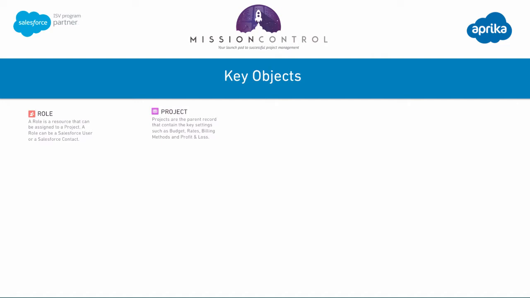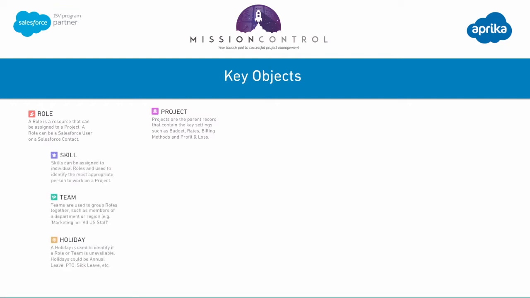So the key objects that you use within Mission Control are going to be outlined here. The two principal ones are the role and the project. The role is the record for the individual person that will be a resource on a project. Now against that role, you can assign them to skills, you can assign them to teams, and you can also track any holidays that they might have, whether that's annual leave, PTO, sick leave, etc.